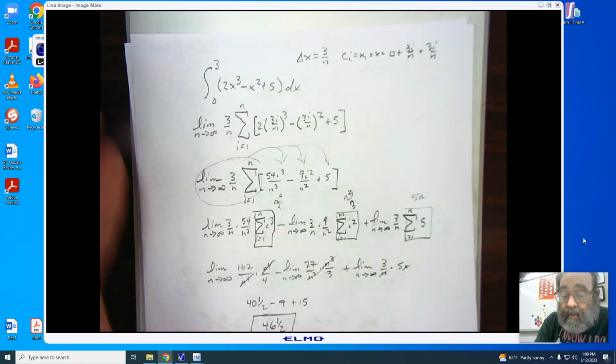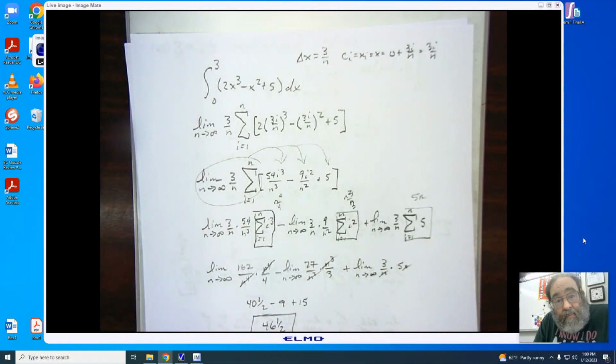That was worksheet number 3 for the integration process by limits. Number 3, working with cubics.